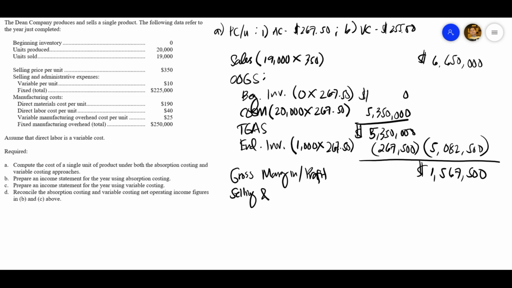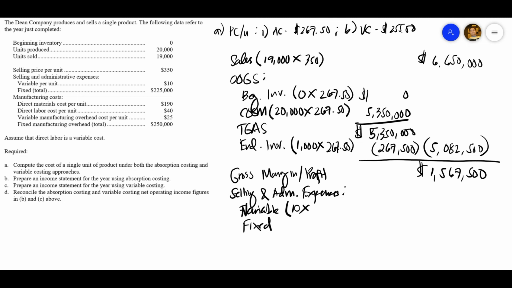And then we need to deduct now your selling and administrative expenses. That is broken down into two. So we have your variable and your fixed. For your variable, how do we compute for your variable cost pertaining to selling and administrative expenses? So we have here your variable per unit pertaining to your selling and administrative expense of $10.